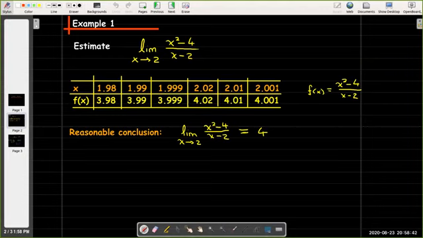I used some calculating tool to calculate what the y value would be. And it looks like, whether I approach from the left or from the right, the y coordinates, or the function values, are getting closer and closer to 4. So this is still really just an educated guess, but all of the evidence points to that.